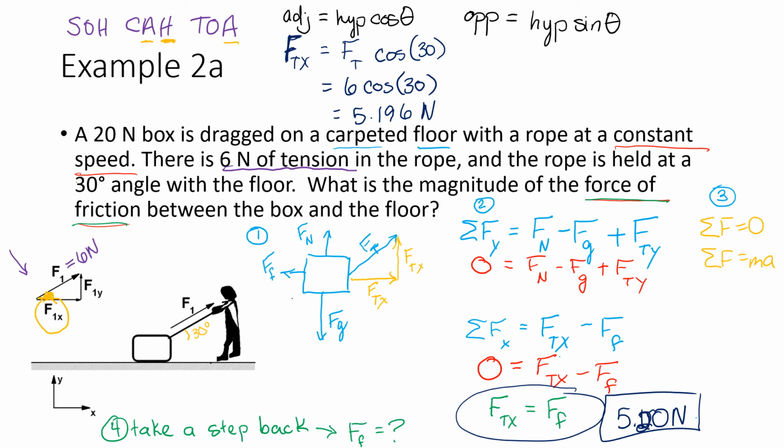Let me make that look nicer. 5.20. So what do you think for that one? It's the same 3 steps, right? So we start off with the same 3 steps. Draw the picture, write the summation equations, use mass and acceleration to figure out the net force. And then right now we're just adding a little bit more trig, right? And a little bit extra step to kind of figure our way to the very end.